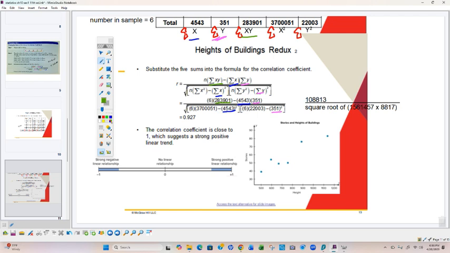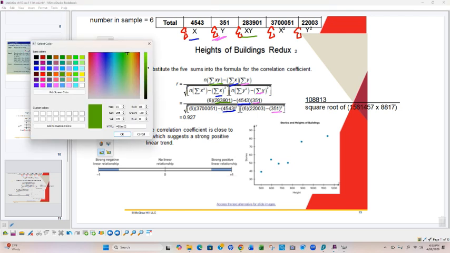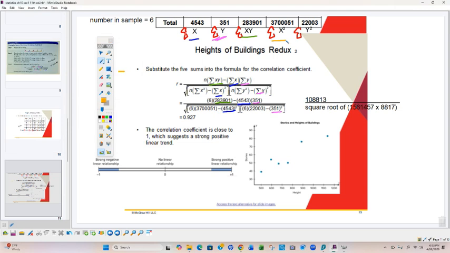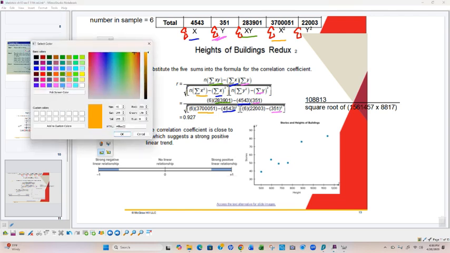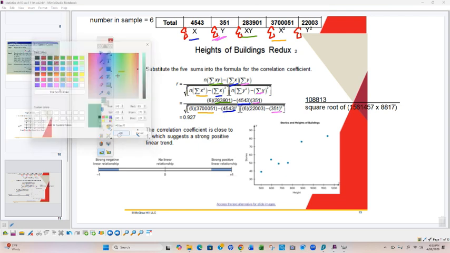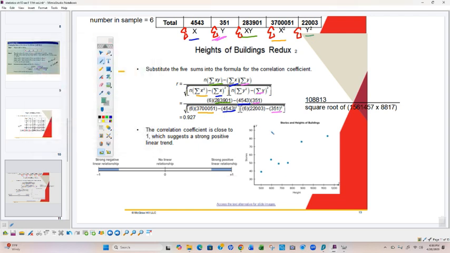Let's do a couple more. Let's do my sum of my x squared. That goes right here. So that number goes here in the formula. And my last one is my sum of my y squared. And my sum of my y squared, my teal color, goes here.